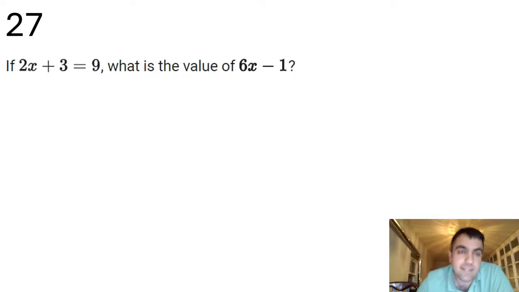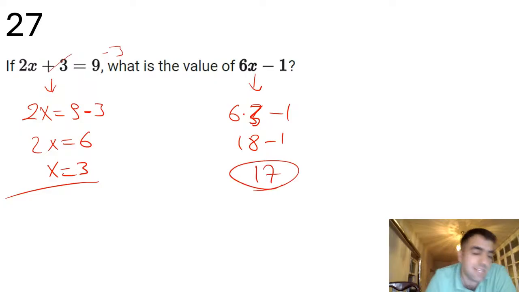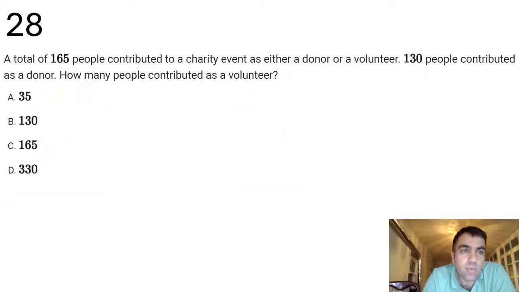Here says it is 17. Okay, we can calculate this equation. 2x is equal to 9 minus 3, right? This should be minus at the right side. 2x is equal to 6, x is equal to 3, and we can write here 6 times 3 minus 1, 18 minus 1 is 17. 28th question. A total of 165 people contributed to a charity event as either a donor or a volunteer. 130 people contributed as a donor. How many people contributed as a volunteer?